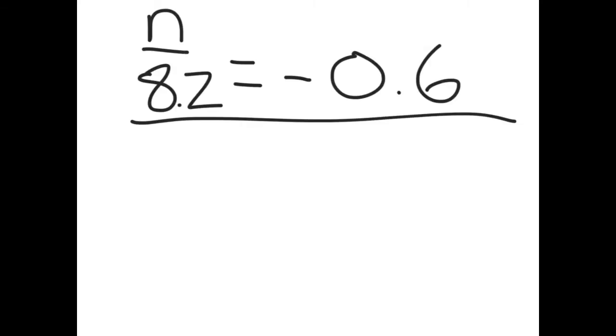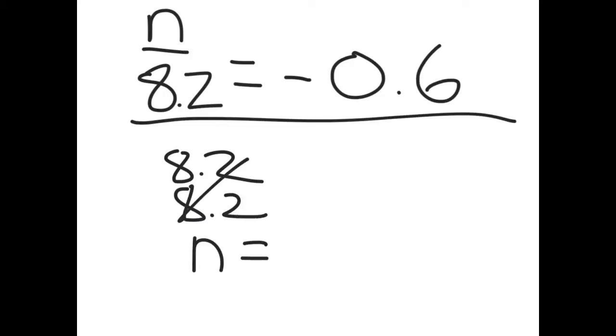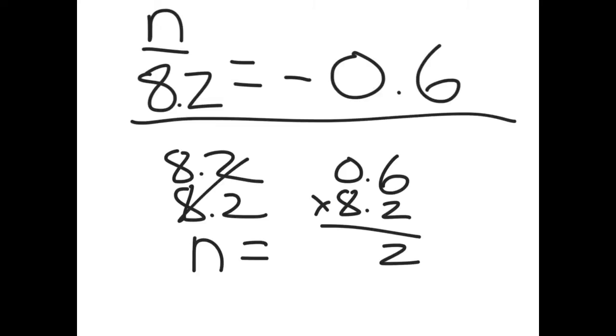Finally, for our last problem for today, we're going to be using our inverse property multiplication. So first, you take 8.2 and multiply it by itself, which you cross out and make it into an n. And then you multiply it by 0.6. So you just multiply it like regular. And then you add the decimal.